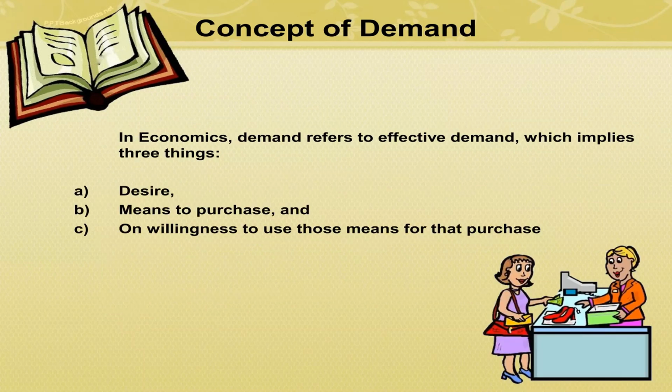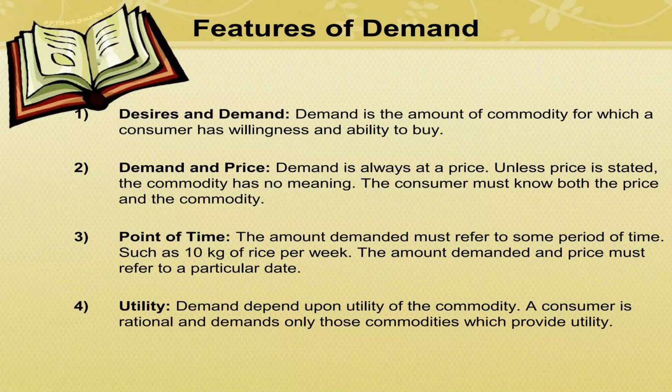As we explained in the previous slide, demand consists of three things: desire, means to purchase, and willingness to use these means for that purchase. Now, the features of demand. First, desire and commodity. Demand is the amount of a commodity for which the consumer has willingness and ability to buy. We call it demand for a commodity when the consumer has a willingness and ability to buy the product. Means he needs that commodity and he is also going to spend on that particular commodity.